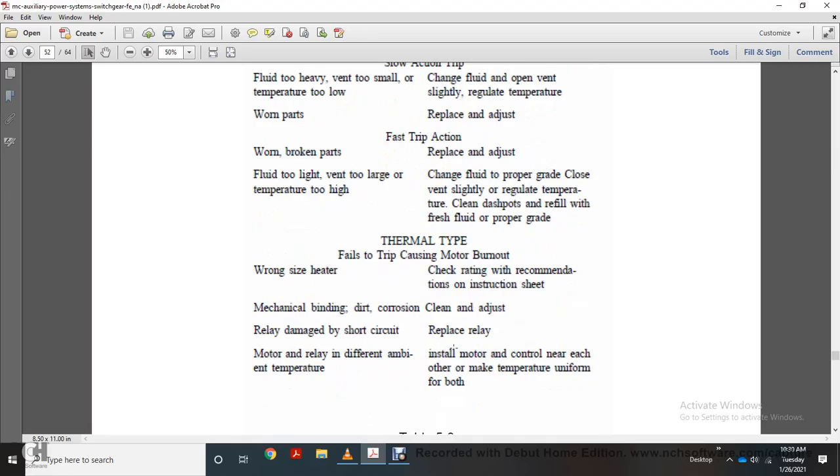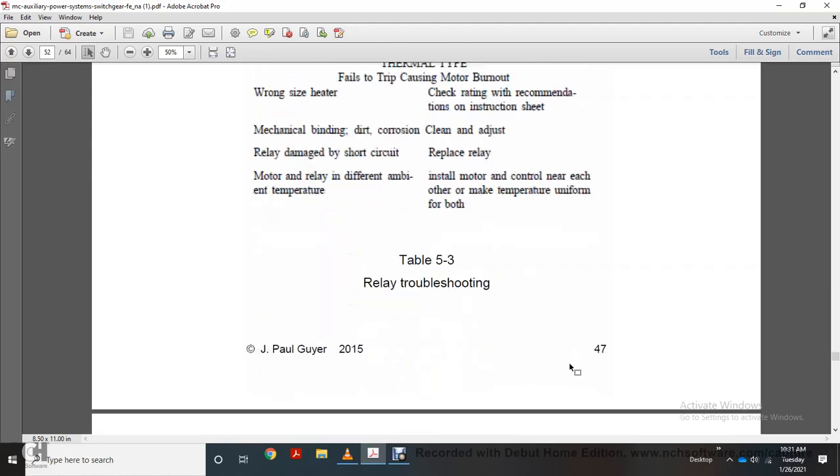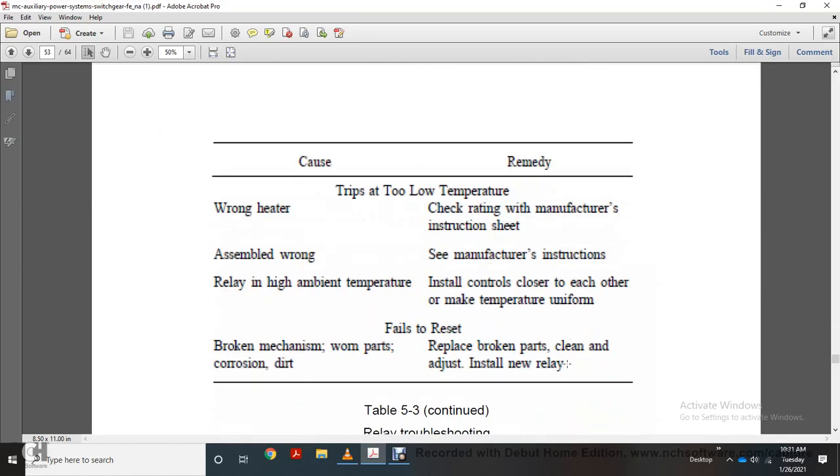Thermal type fails to trip, causing motor burnout. Wrong size heater: check the rating against the manufacturer instruction sheet. Mechanical binding, dirt, corrosion: clean and adjust. Relay damage, short circuit: replace relay. Motor and relay in different ambient temperatures: install motor and control near each other and make temperature uniform. Wrong trips at too low a temperature: wrong heater. Check the rating against the manufacturer instruction sheet.